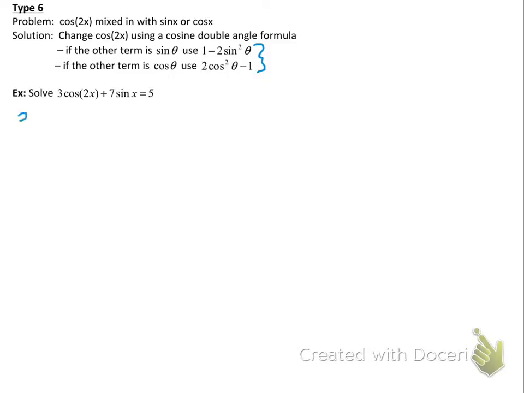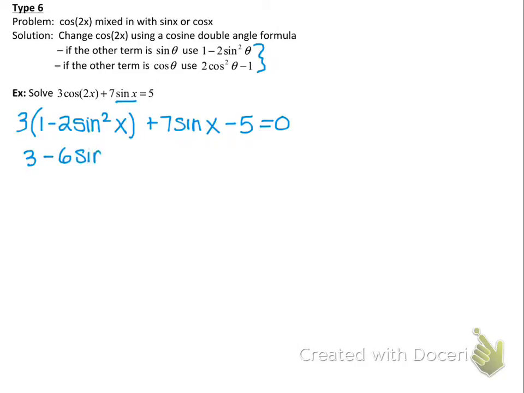So 3 stays on the outside, and since it's in terms of sine, I'm going to use 1 minus 2 sine squared of theta. And so, it's in terms of x. Then I'm just going to add 7 sine of x, and subtract 5, all in one step because I know I'm going to have to set it equal to 0. So I'm going to distribute this 3, and I get 3 minus 6 sine squared x plus 7 sine of x minus 5. And I can add that 3 and that negative 5.